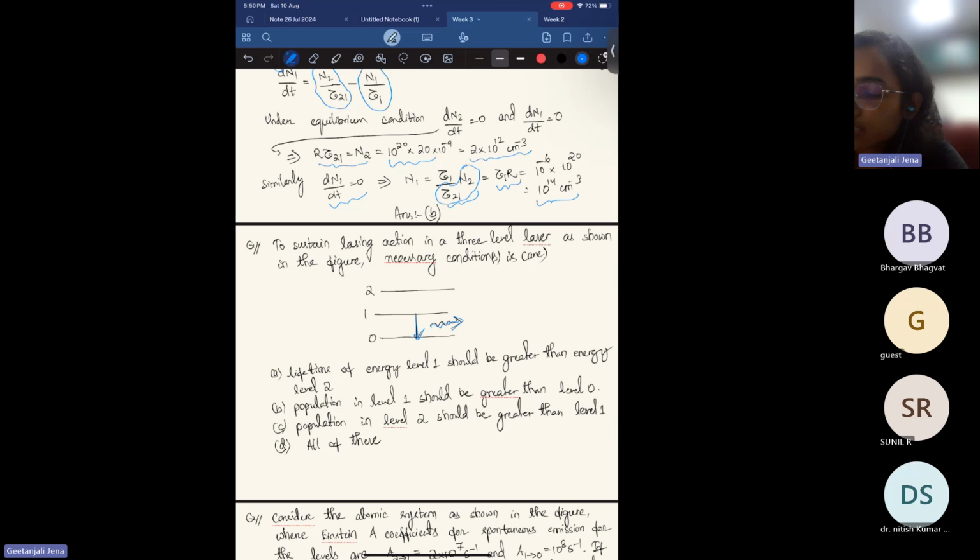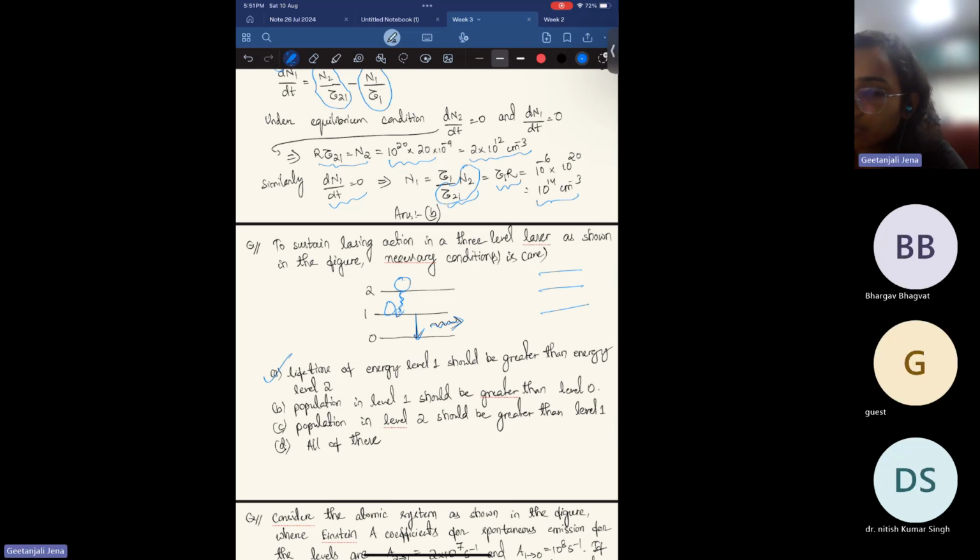So let us see the options. The first option is that the lifetime of energy level 1 should be greater than that of energy level 2. This is true because if the lifetime of this level is greater than this level, then the atoms will rapidly decay to this state. So this is true. It is required for the lasing action.